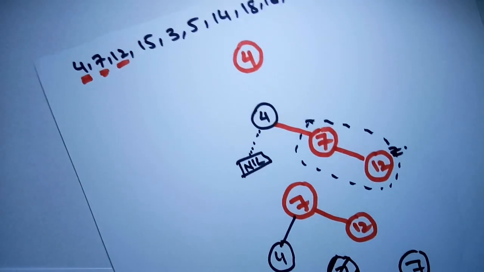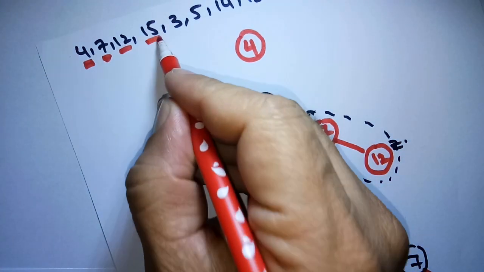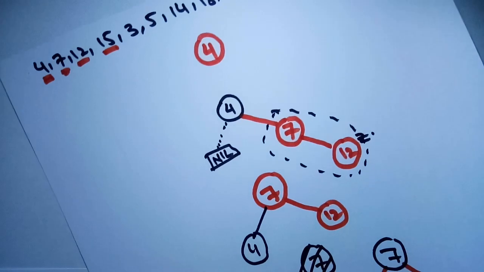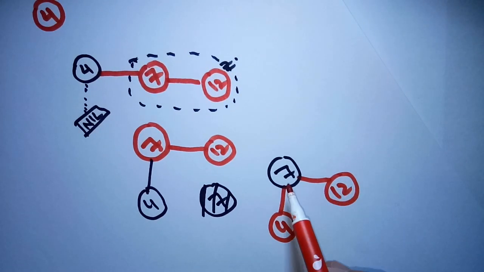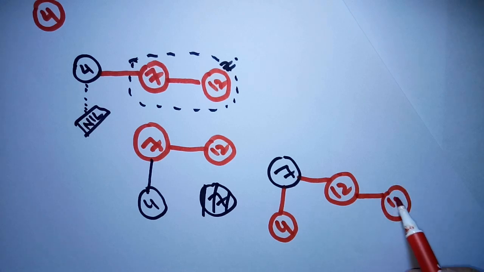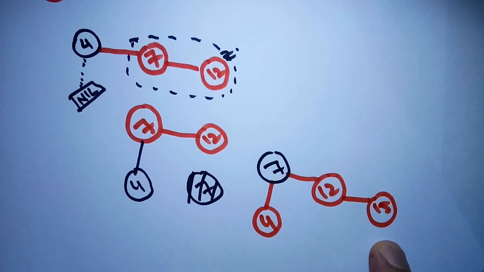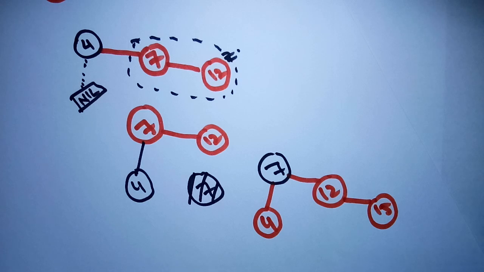Okay, so now let's insert the next key value, that is 15. So let's insert 15 in this tree. 15 will go in the right of 12, right? Now again this violates the property, because a red parent cannot have a red child. Now we need to check the rules. The rule says check the color of the uncle. The color of the uncle is red, that is rule number 2.